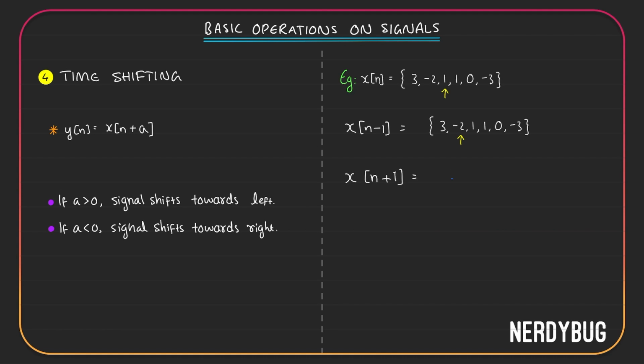Similarly, let's try to write x of n plus 1. All we have to do is take the same signal, but right now the signal has to shift 1 unit towards left. Or instead of moving the whole signal, I can just move the arrow from here to here, and this will be x of n plus 1. Conclusion is, if a is greater than 0, signal shifts towards the left. If a is less than 0, it shifts towards the right.